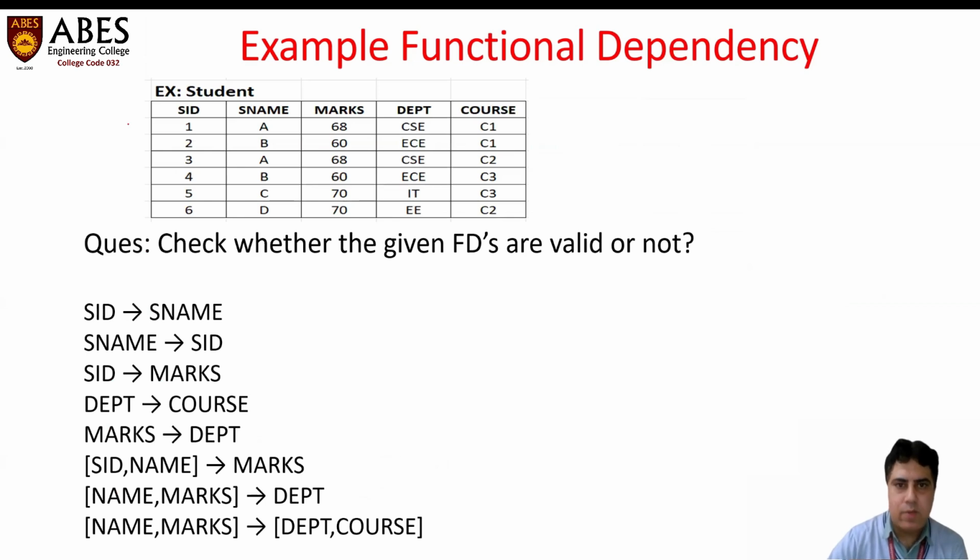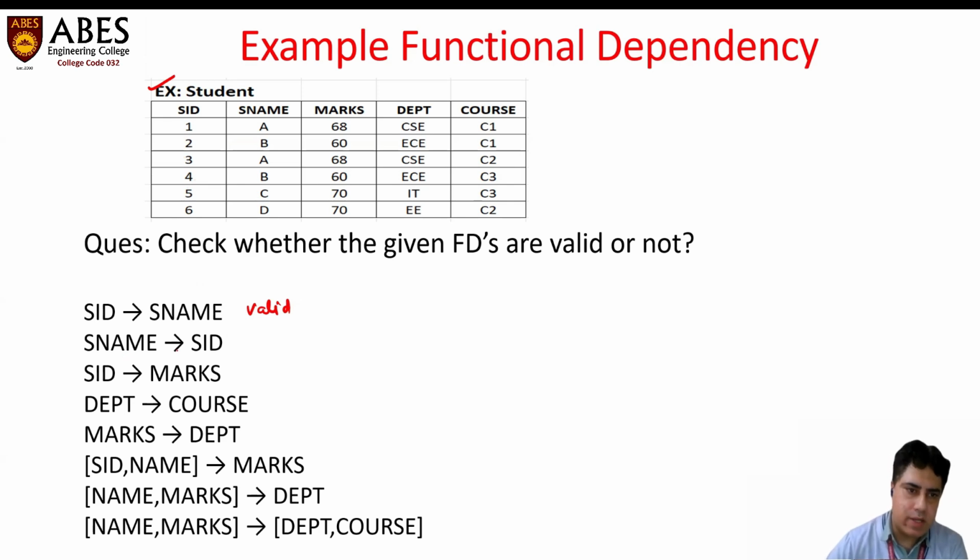Now let us take one more example. There is a student table, the attributes are student ID, student name, marks, department, course. Now we have to check whether the given functional dependencies are valid or not. Student ID determines student name. Here we can see student IDs are all different. So this is a valid entry. No need to check for the same.